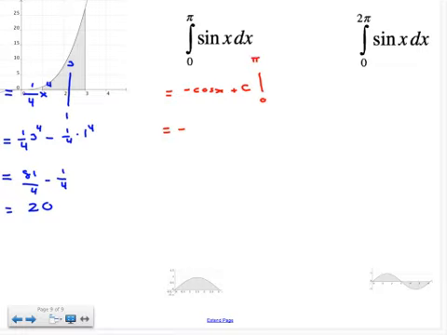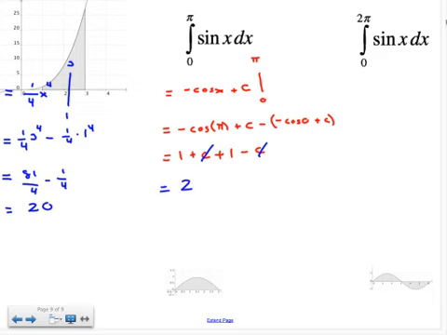Okay, so we have to do negative cosine of pi plus c. Now be careful with your subtraction here. Minus negative cosine of 0 plus c. Now let's evaluate. The cosine of pi is -1, so the negative cancels, and we have a 1. 1 plus c minus the negative cosine of 0. Cosine of 0 is 1, so I have a -1, and we're subtracting, so it becomes a +1. And we're subtracting a c. So the c's cancel out, and they always will, so we might as well not write them in this situation because they always wipe each other out. And so we get an answer of 2.